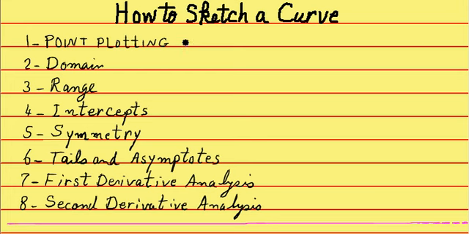Point plotting is just finding the coordinates of various points on the curve and connecting them and hoping that is the close approximation to the actual picture. Calculus teaches us how to improve our picture and validate our guesses. So we need to know about the domain of our curve, about the range, its intercepts, symmetry, tails and asymptotes, first derivative analysis, and the second derivative analysis. Now I go ahead and explain each of these items.